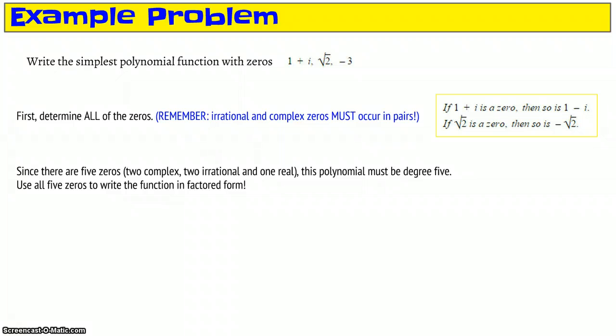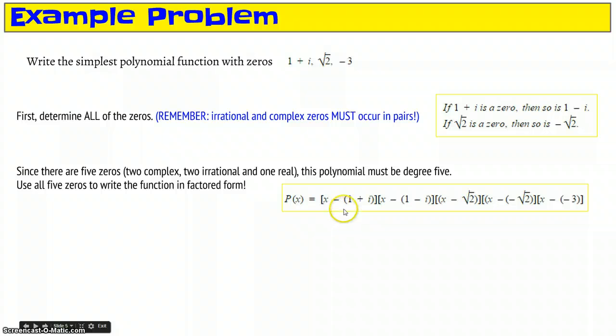Okay? When I say factored form, think back to what I said at the beginning. If this is a zero, then x minus this number is a factor. So, oofda. x minus my first zero, 1 plus i. x minus my second zero, 1 minus i. There's my pair. x minus the square root of 2, x minus the negative square root of 2. Those are my irrational pair. And then x minus negative 3. That one's just chilling in the back. Doesn't have a partner. Okay, real or rational, I should say. Rational roots don't have partners. It's only irrational and complex because it comes from, once again, plus or minus.